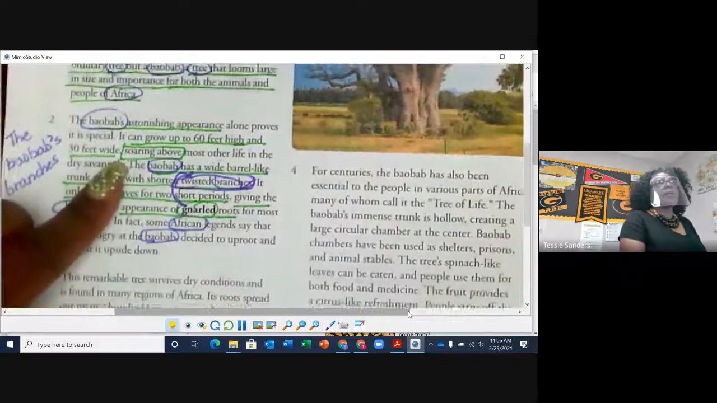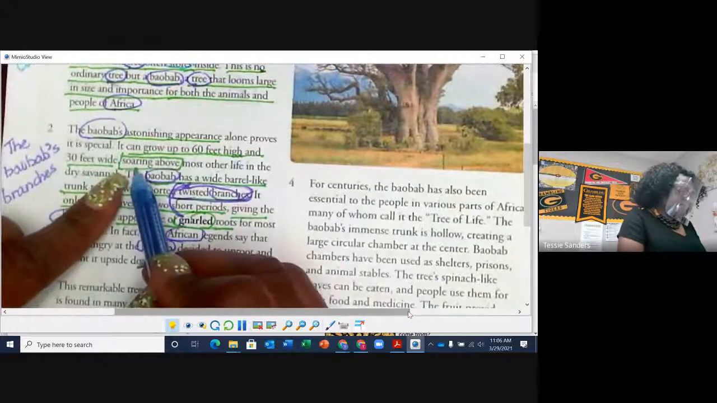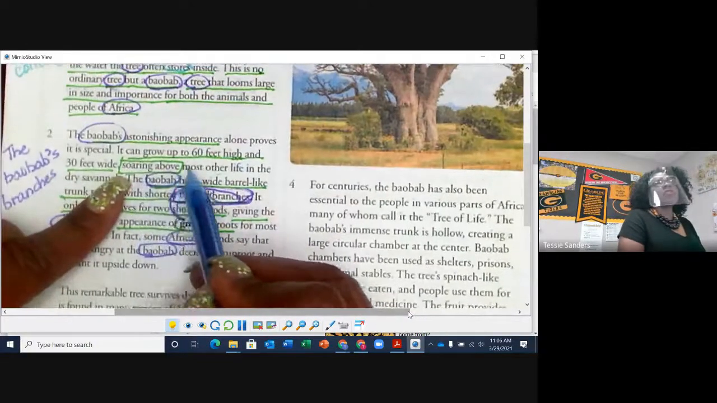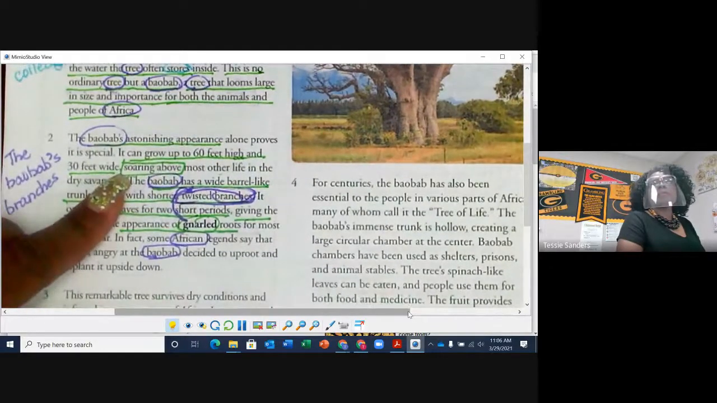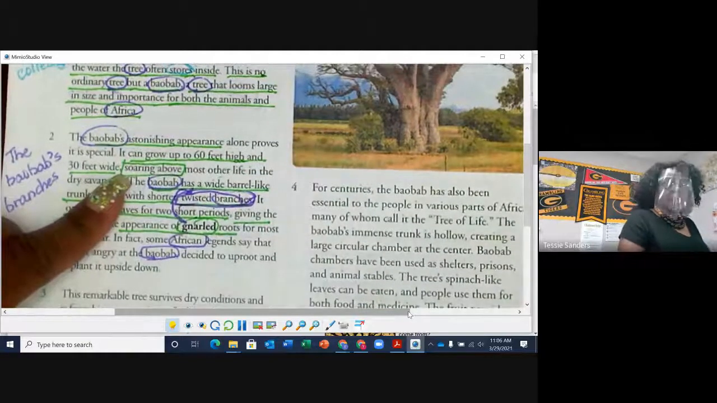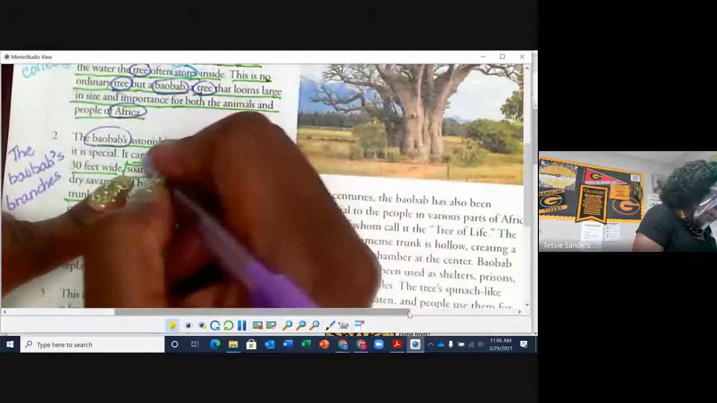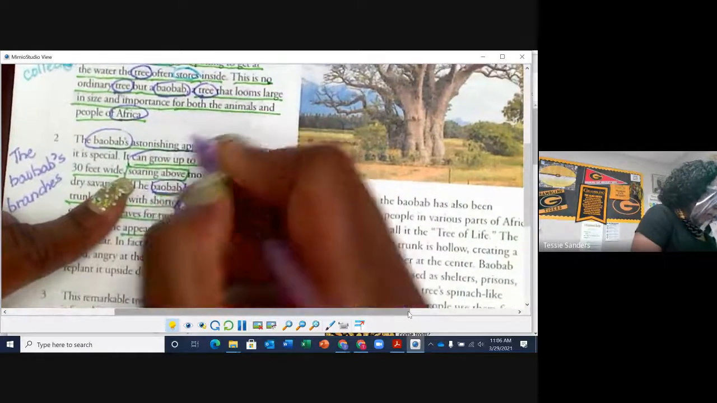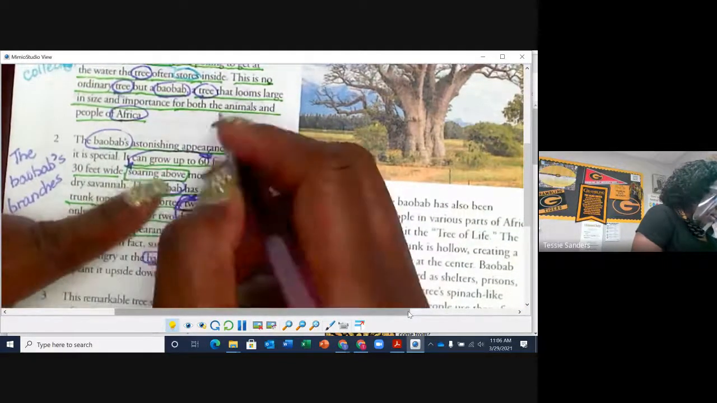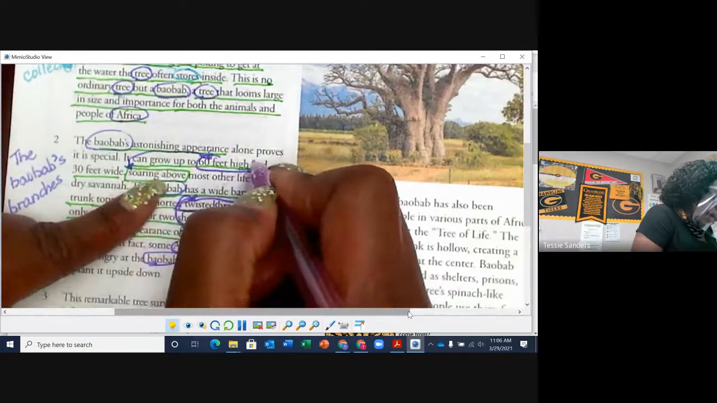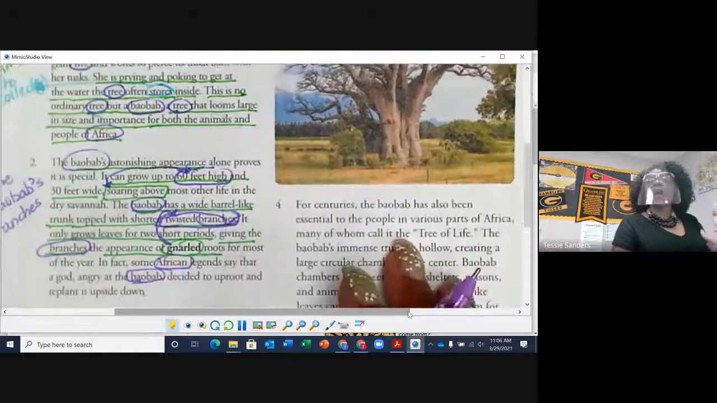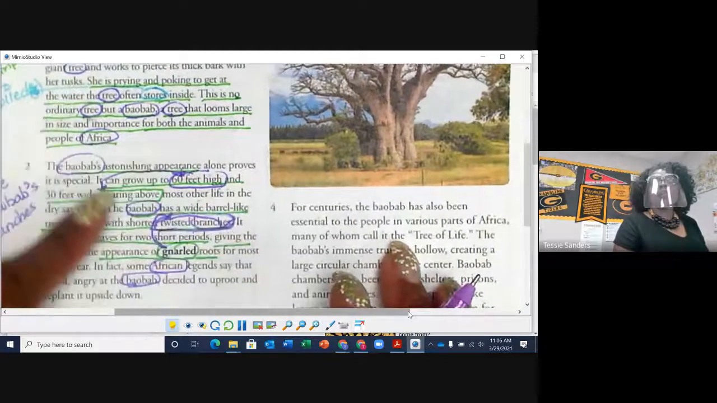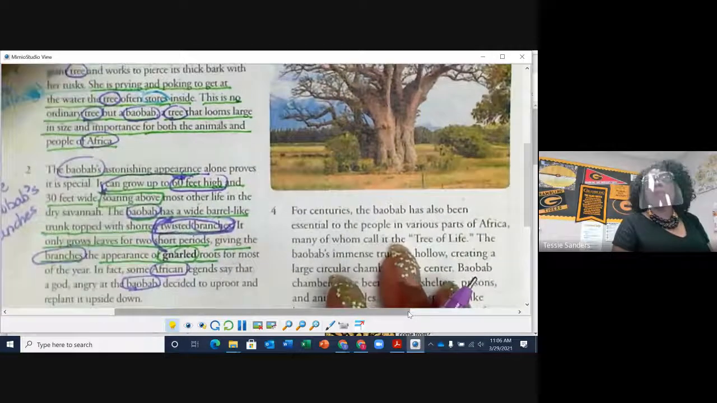Let's look at soaring above. What context clue phrase can help me with soaring above? Come on with it. What can help me? 60 feet high. Good. Draw an arrow from soaring above and circle 60 feet high. Now, soaring above does not mean 60 feet high. It's just a context clue that can help you figure out what soaring above might mean. Now, let's turn over.